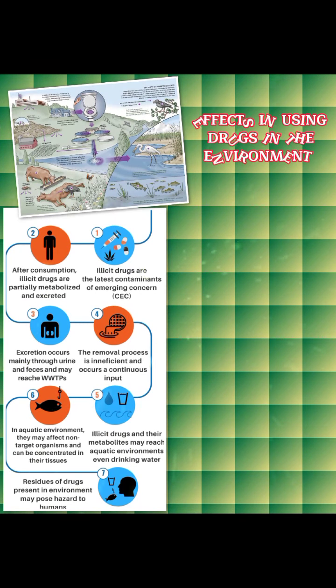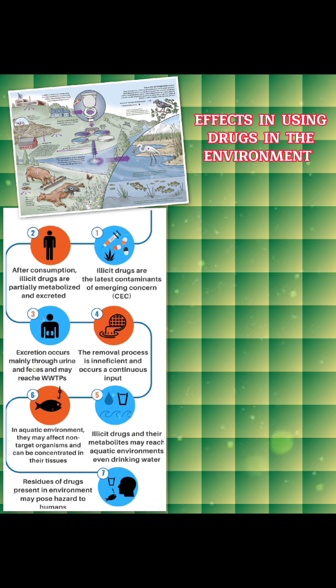Effects in using drugs in the environment. Illicit drugs are the latest contaminants of emerging concern. After consumption, illicit drugs are partially metabolized and excreted. Excretion occurs mainly through urine and feces. The removal process is inefficient and occurs as a continuous input.